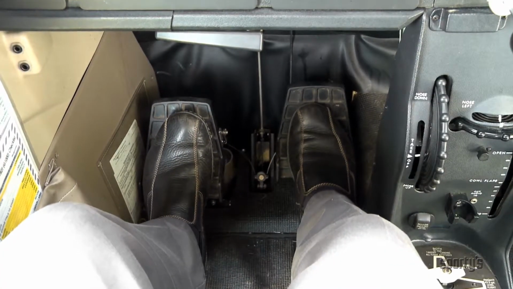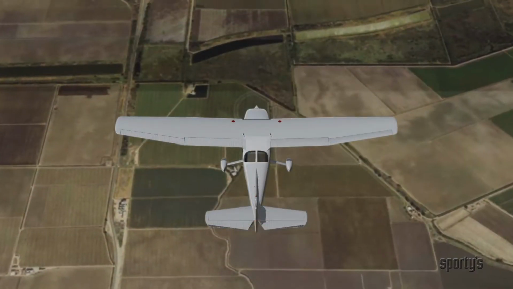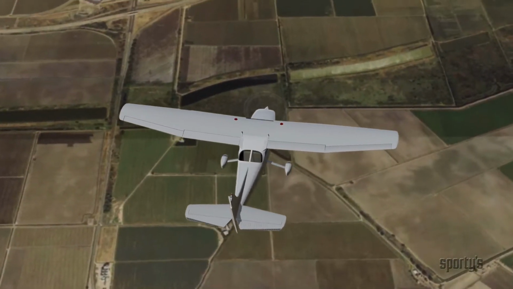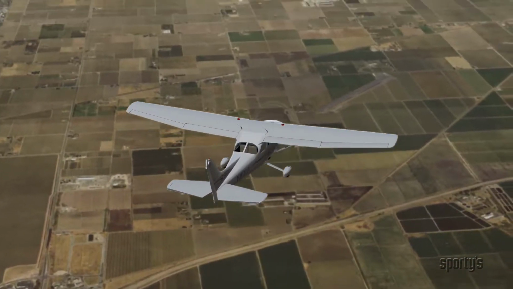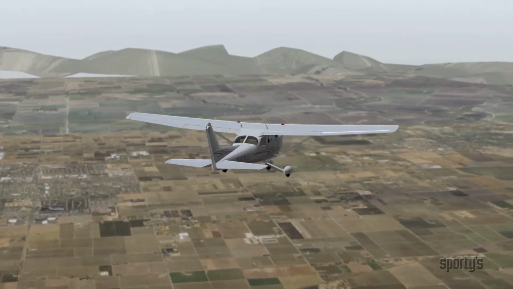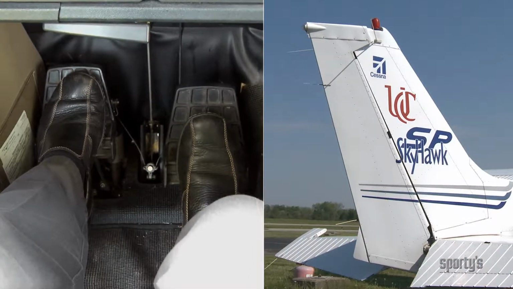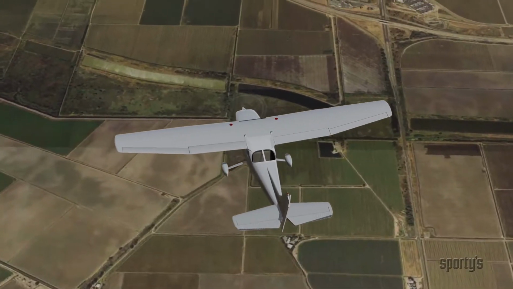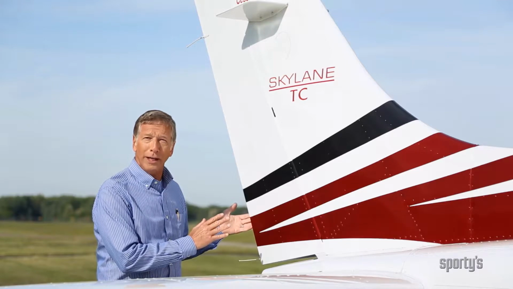Pushing the right rudder pedal moves the rudder to the right, causing the airflow to move the tail to the left, which yaws the nose to the right. Remember, yawing the nose is not necessarily turning the airplane. Pushing on the left rudder pedal will yaw the nose to the left. Why does an airplane have a rudder if it doesn't turn the airplane?